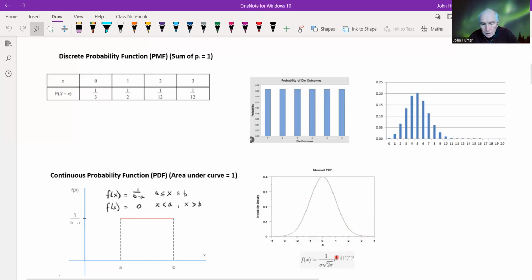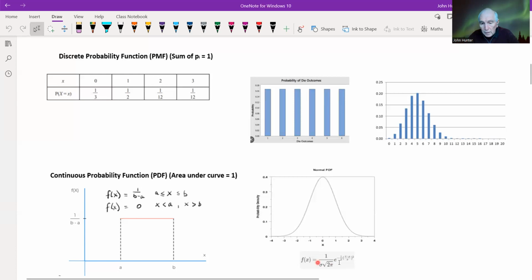Okay, so the equation of this curve is actually this weird and wonderful thing here, where mu is the mean of the population, and sigma is the standard deviation. So it's got the same shape. It's just that the scale and central point will vary. So that is that.